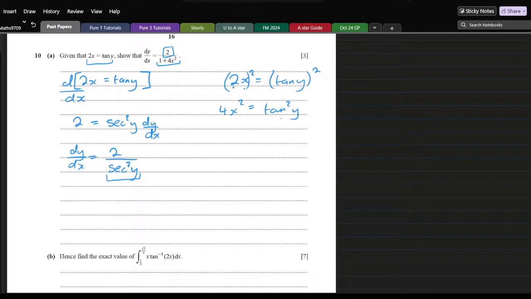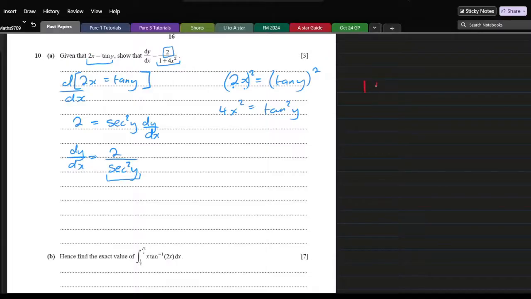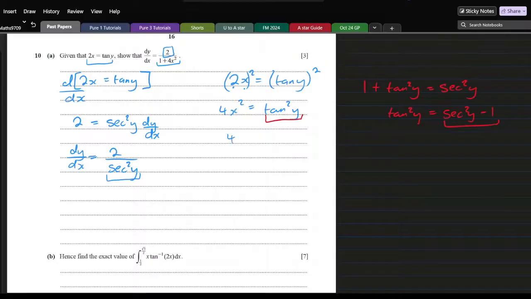We want to find an identity that relates tan squared y to sec squared y, and that identity is 1 plus tan squared y is equal to sec squared y. So we can write this as tan squared y is equal to sec squared y minus 1. So you can replace this tan squared y with sec squared y minus 1. So what we end up with is 4x squared is equal to sec squared y minus 1.